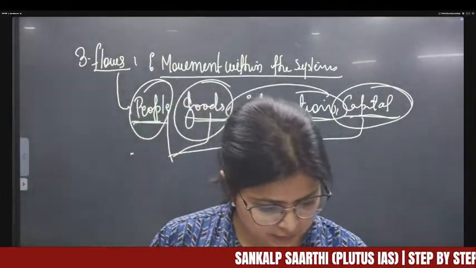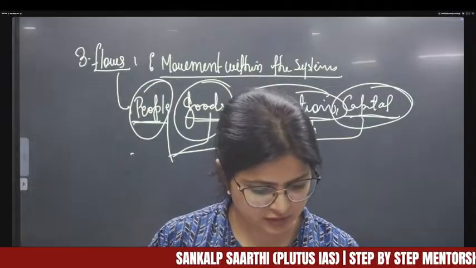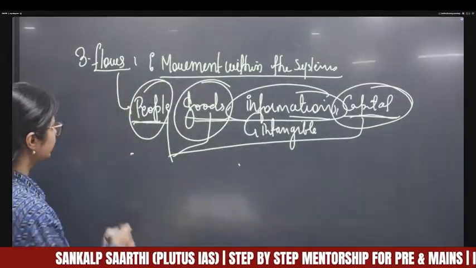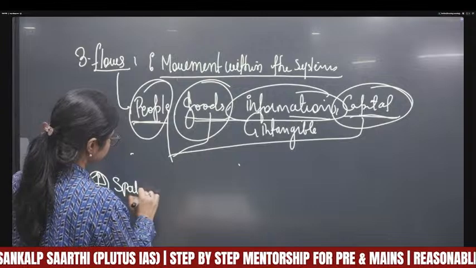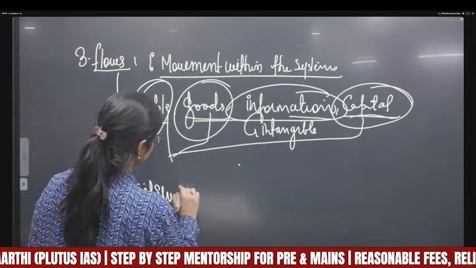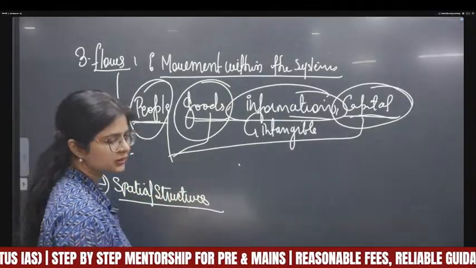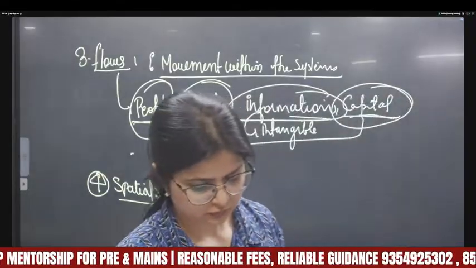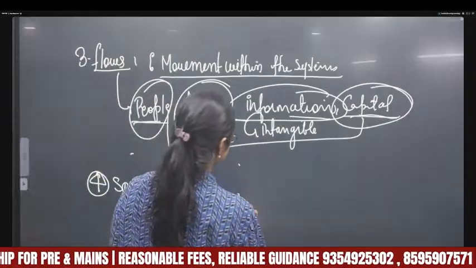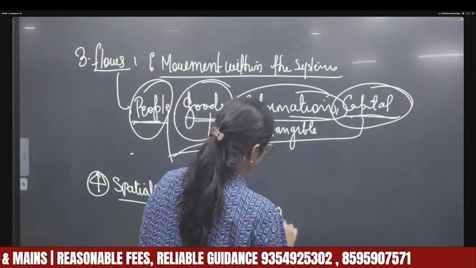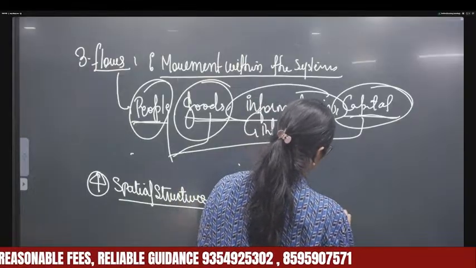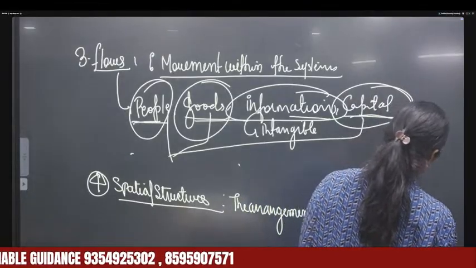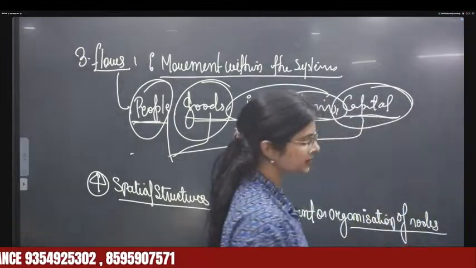Next, write down spatial structure. The fourth component of it is spatial structure. अब किस तरह से लिंकेज है, दैट इज व्हाट, ये लिंक क्या बना है, स्पेशल स्ट्रक्चर. Write down. The last component is spatial structure, the arrangement or organization of nodes.